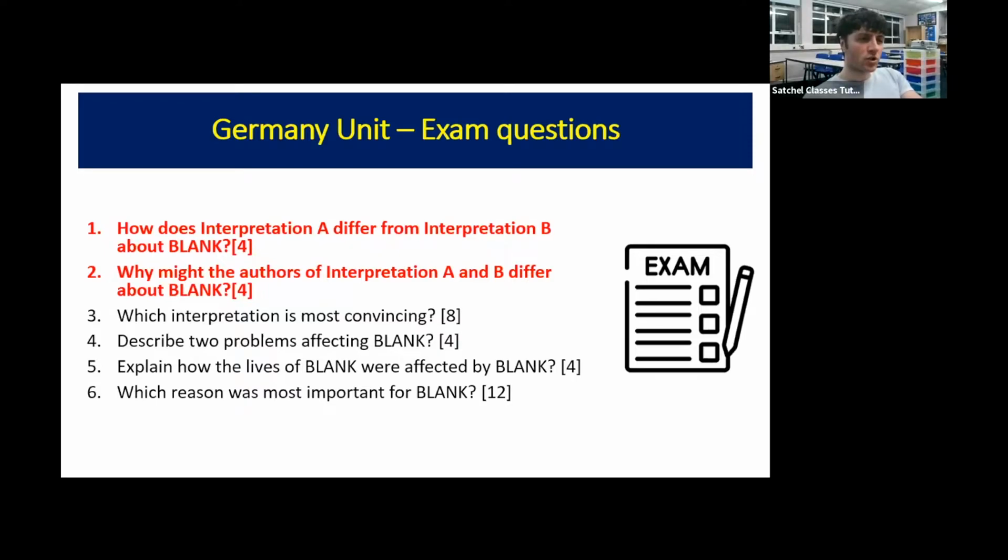Then you've got question 2. Now, question 2 is different. Question 2 is saying, why might the authors of interpretation A and B differ about blank? So again, it's the same 2 interpretations, but this time, instead of just saying how the 2 viewpoints are different, it's saying why the authors of those interpretations would not be likely to have the same view. What is it about who they are, about the provenance, that would make them likely to disagree? That's the question for number 2.